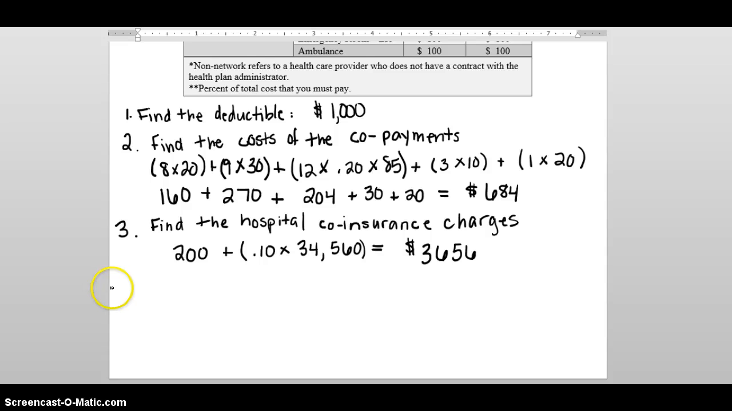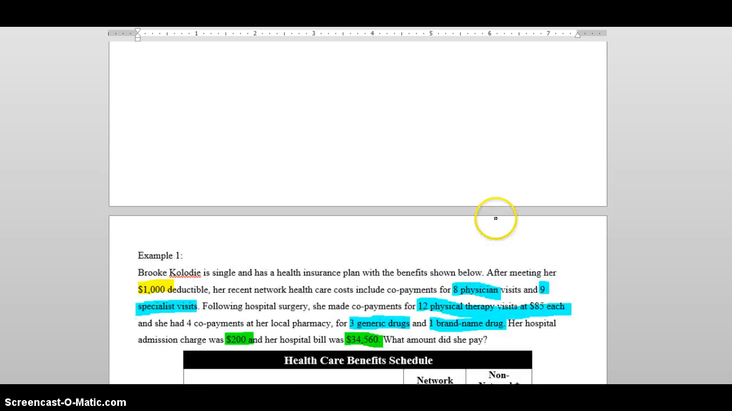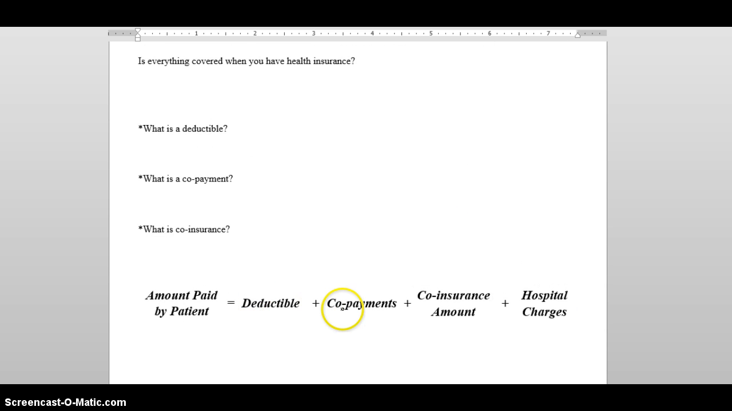The final thing we're going to do is find the total amount paid. To find the total amount paid, we have to add everything up. Just like we did in our formula, we're going to add the deductible, co-payments, co-insurance, and hospital.